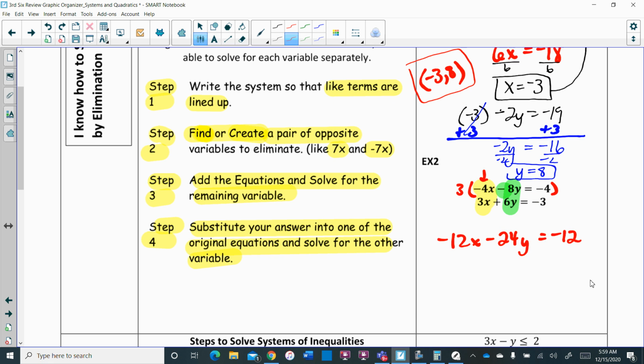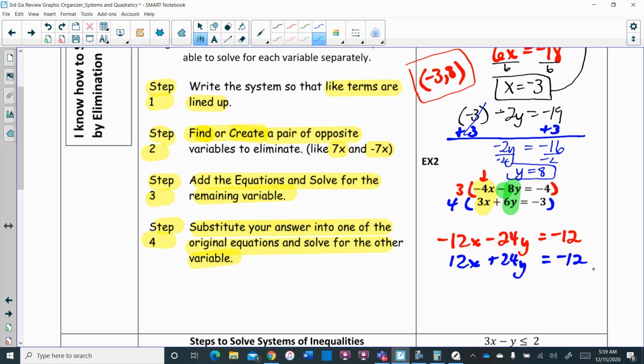Okay? The second one, this one, I'm multiplying by 4. And I don't have to worry about any signs because they're already going to be opposites right there. So this is going to be plus 12x. This is going to be plus 24y. This is also going to be negative 12.